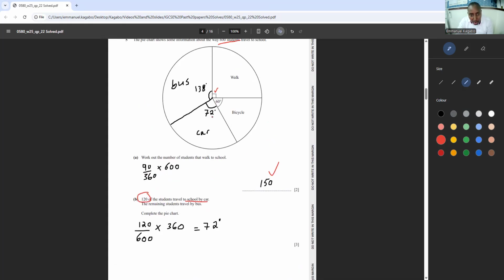Use your protractor. From here, you measure 72 degrees and you mark. For me, this is a sketch. You should do it with a protractor. You can start from here or you start from here, it doesn't matter. I prefer to go with this, and you measure using your protractor, and you put there 72 degrees and you write there car. Is that okay? Now, what's the degrees remaining?